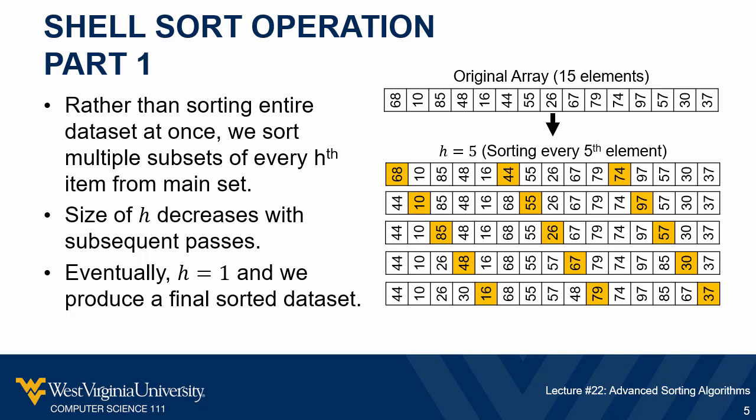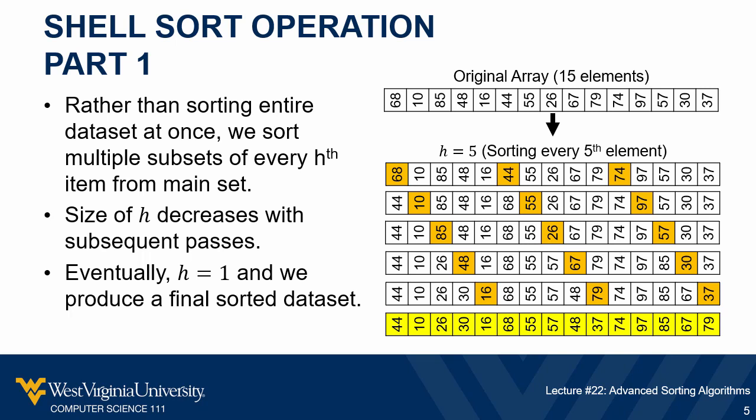When it's done, I'm going to end up with an array that is partially sorted, in this case into 5 groups, since I'm using an H of 5. Now, this is obviously not a fully sorted array after we complete all of our sorting with H equals 5. But we can then take that partially sorted array, shrink the size of H, and sort again. We'll keep shrinking H until H equals 1, which means that we're sorting every single element. And when we sort there, we're going to have a final sorted data set.